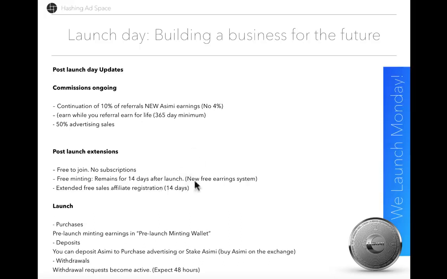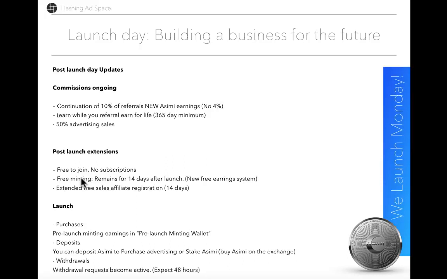However, we will have another free earnings system. We'll be implementing a way that members can still earn for free. However, it will not be part of the minting. The minting itself, we need to stay true to the people that are staking Asimi in order to earn minting rewards. Just like any other proof of stake system, you can't earn any form of reward in that token economy unless you first stake the tokens for yourself.